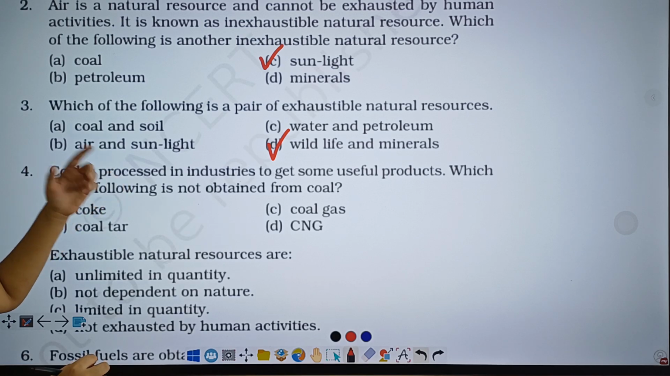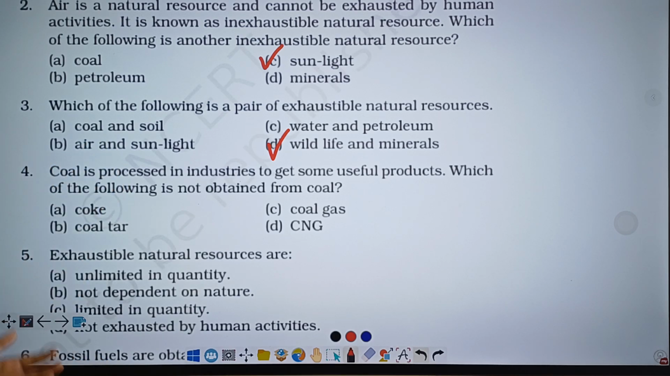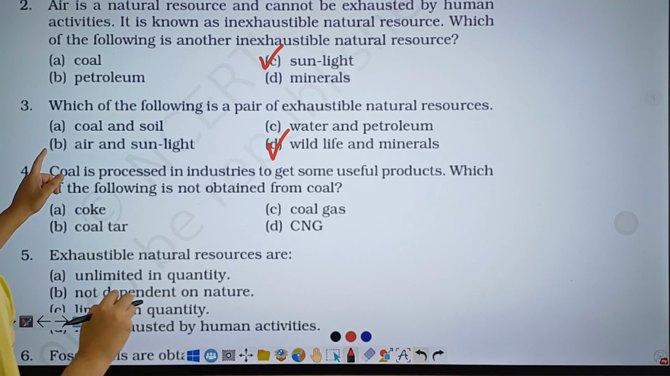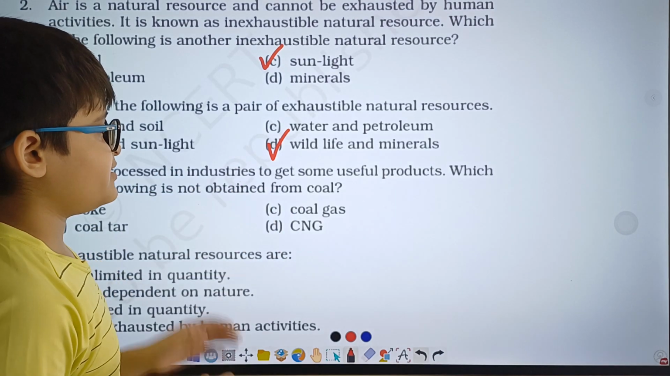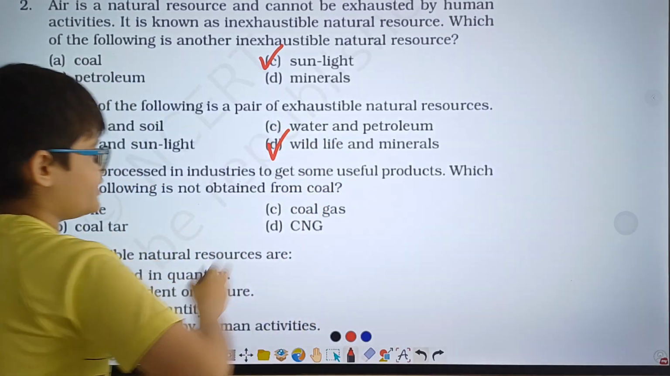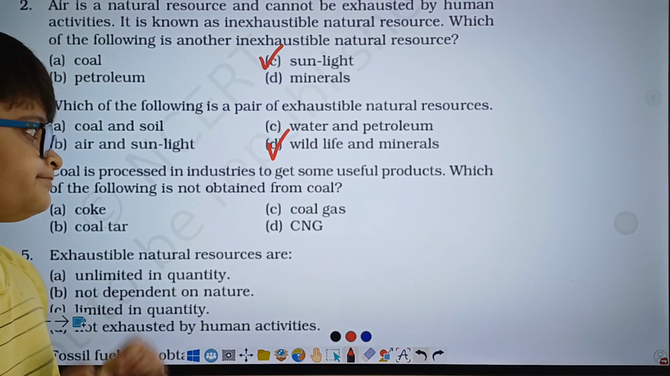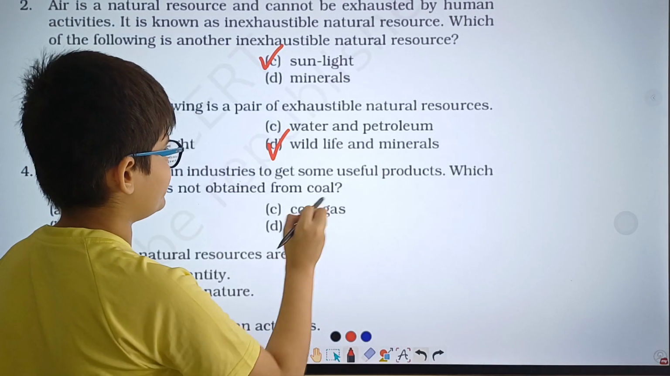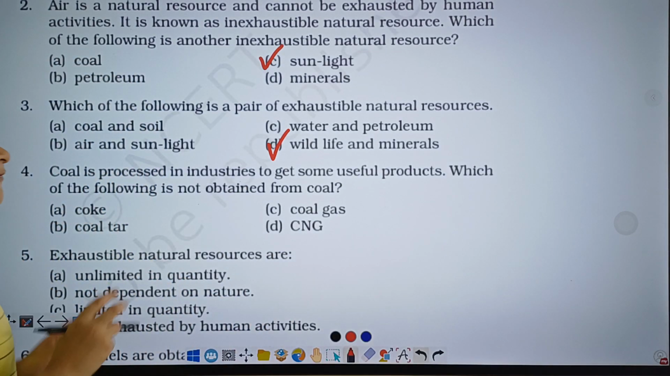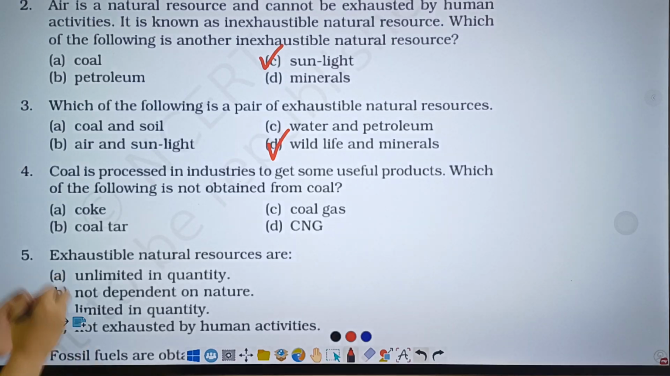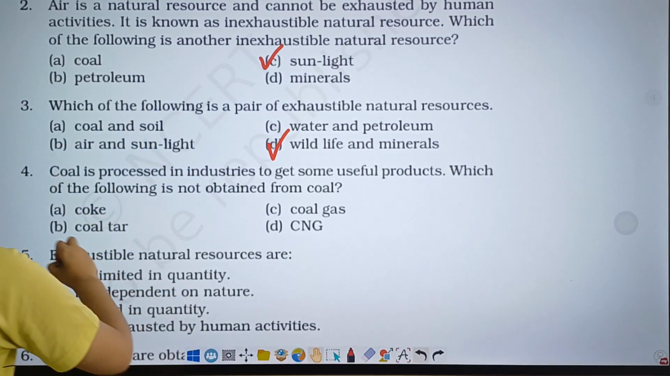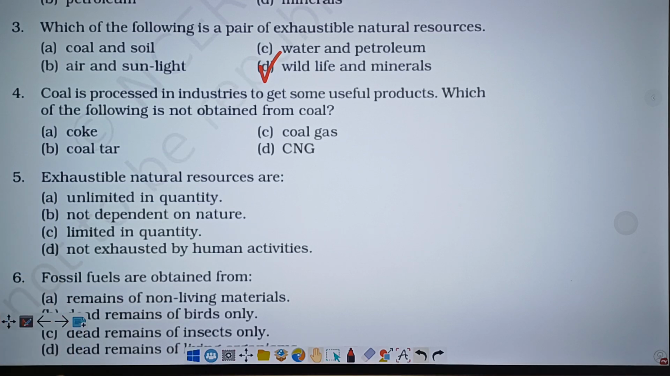Option A has soil in it, and soil, as we all know, is an inexhaustible natural resource. Whereas option B has air and sunlight. Both of these are inexhaustible natural resources. Hence option B is incorrect. And the final option, water and petroleum, is once again incorrect because it has water in it, and water is an inexhaustible natural resource. Hence the correct answer will be wildlife and minerals, or option D, because it consists of two exhaustible natural resources. Wildlife and minerals. Okay. Now, let's move on to question 4.